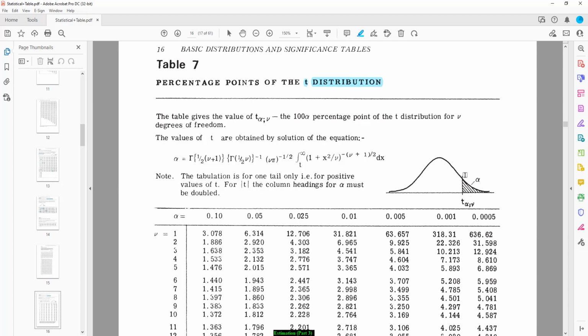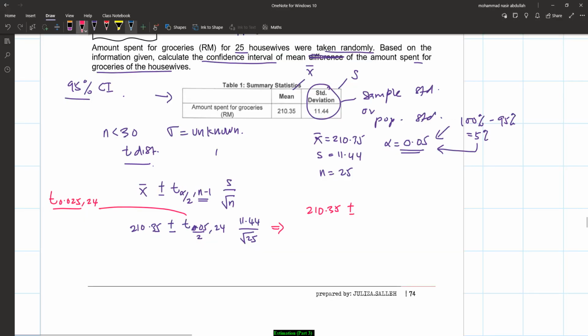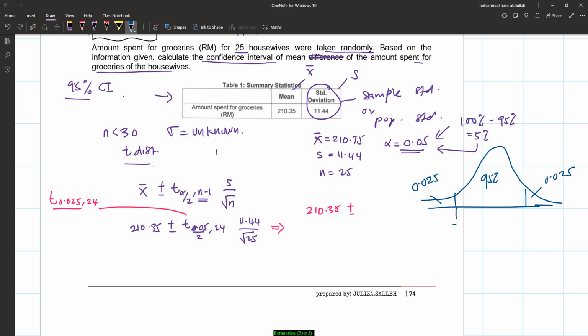So dia tak divide by 2 because this is a single-sided distribution. Apa yang kita nak cari dekat sini is two-sided distribution. So they're going to be like this lah. So two-sided. So this is 0.025. This is 0.025. So this is 95%. So this is the value yang kita nak cari. Lower confidence limit. This is upper confidence limit.